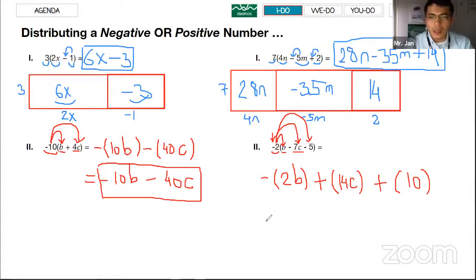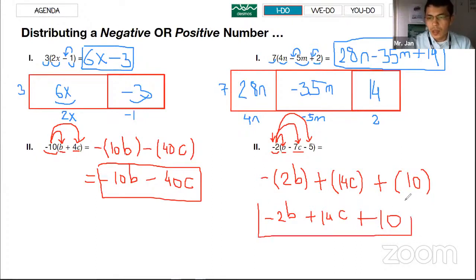So now let me rewrite it to show you clearly. The first one is 2b plus 14c plus the last one is 10. Okay, so this is how you distribute without using a tape diagram. If you feel a tape diagram is easy, again, use a tape diagram all the time. That's the easy way too.